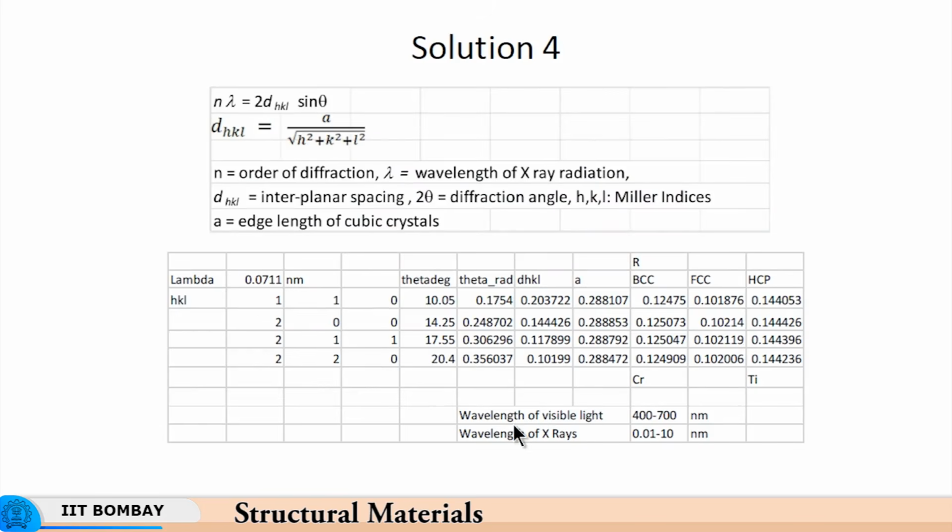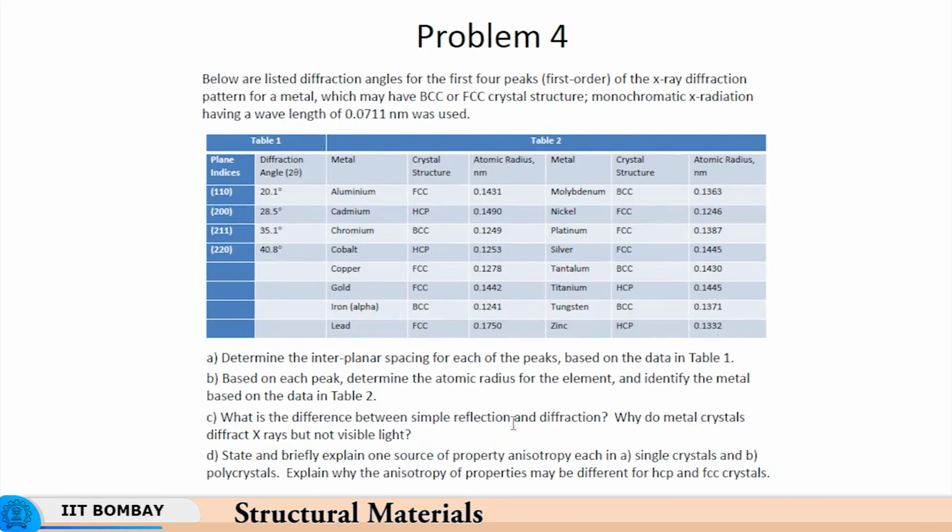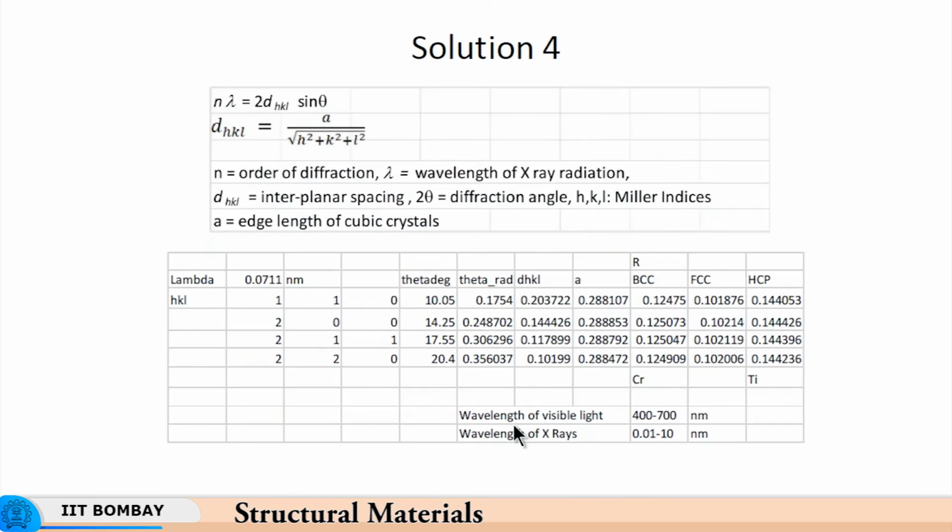If we were to talk about HCP structure, it can have a radius of 0.144 or 0.142, and here what we find is that for HCP of 0.1445, it could be titanium as well. So we have chromium and titanium.